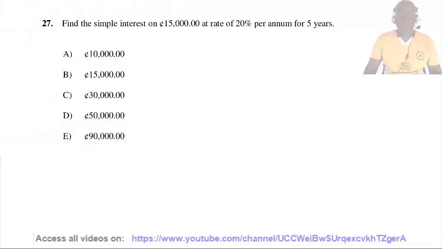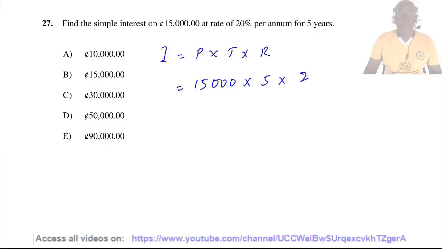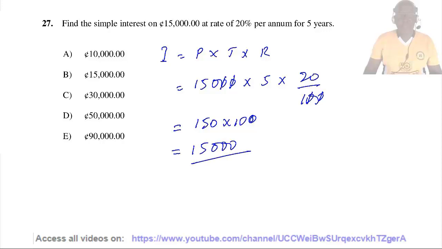In 27, find the simple interest on 15,000 cedis at a rate of 20% per annum for 5 years. The interest is given by the principal times the time times the rate. The principal equals 15,000. The time equals 5 years. And the rate is 20% or 20 over 100. Now, zeros will cancel out. So, we shall be left with 150. 5 times 20 is 100. So, 15,000. So, the answer is B.